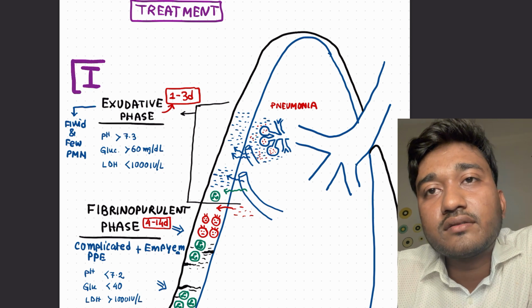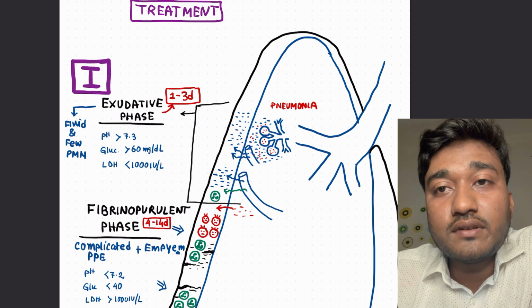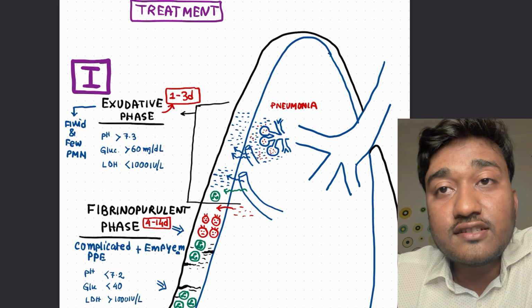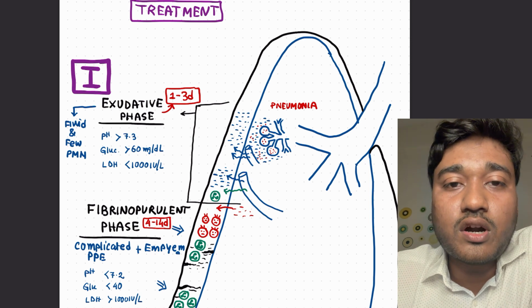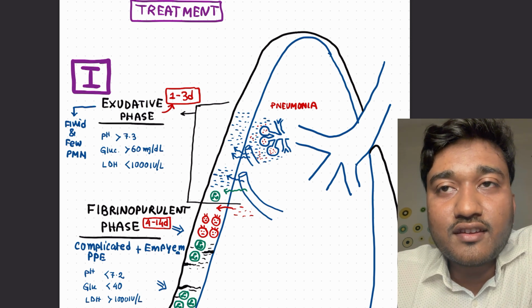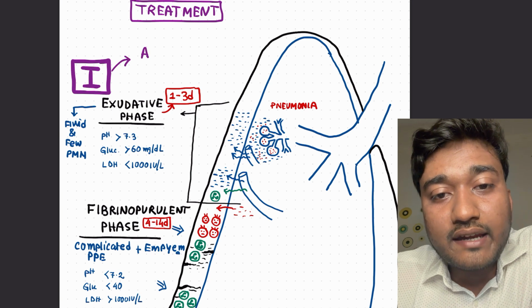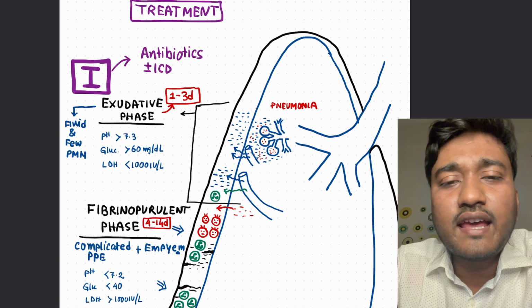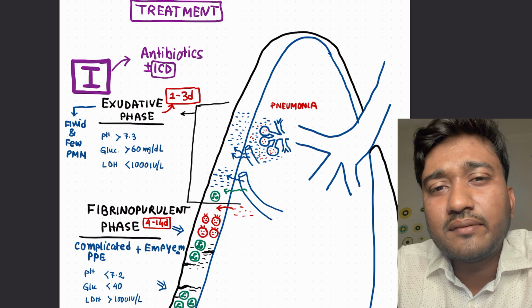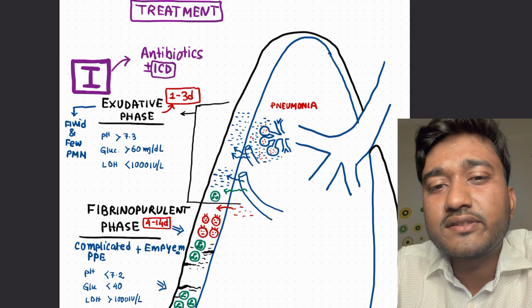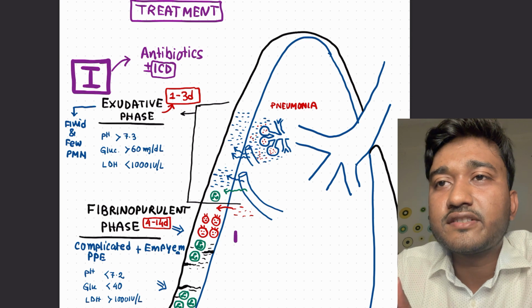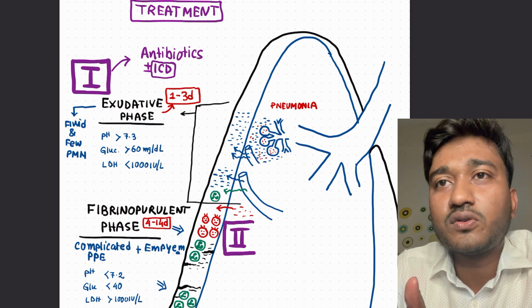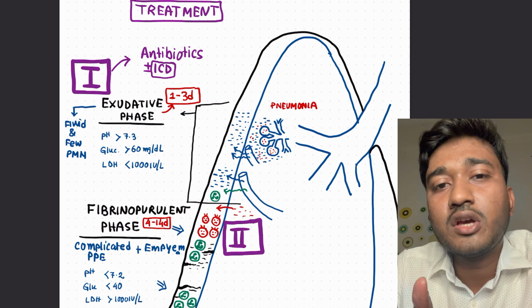What will be the treatment? In case of stage 1, if the disease process is at its initial phase, what would you like to do? Yeah, initially please give antibiotic to this patient. Antibiotics are essential, and intercostal drain may be given, may not be given. That depends upon the amount of fluid which is present within the space. If it is less, please don't give. If it is more, please put the ICD.